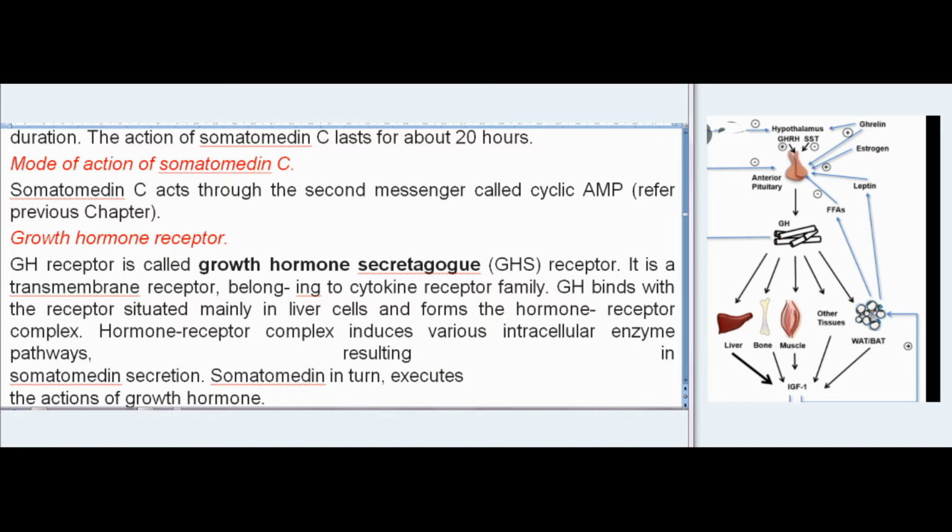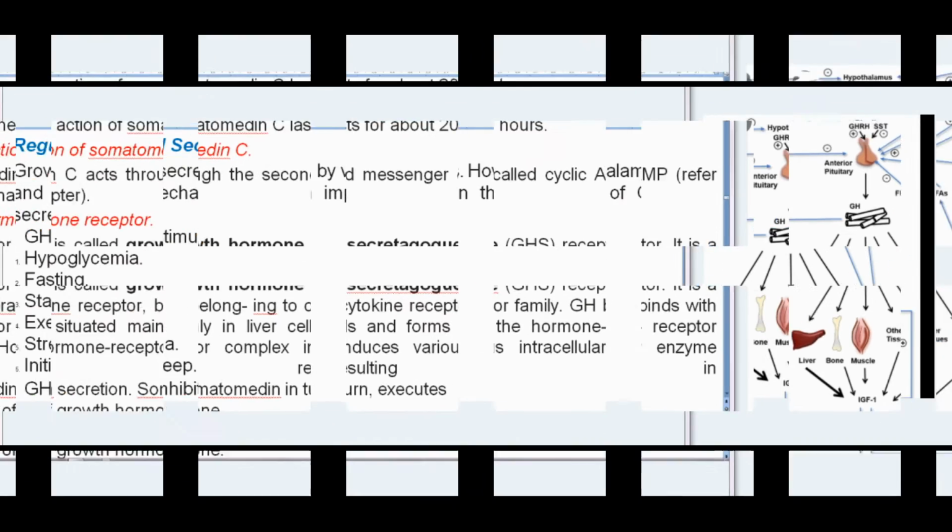Mode of action of Somatomedin C. Somatomedin C acts through the second messenger called cyclic AMP, refer previous chapter. Growth hormone receptor. GH receptor is called growth hormone secretagogue, GHS, receptor. It is a transmembrane receptor, belonging to cytokine receptor family. GH binds with the receptor situated mainly in liver cells and forms the hormone receptor complex. Hormone receptor complex induces various intracellular enzyme pathways, resulting in somatomedin secretion. Somatomedin in turn, executes the actions of growth hormone.